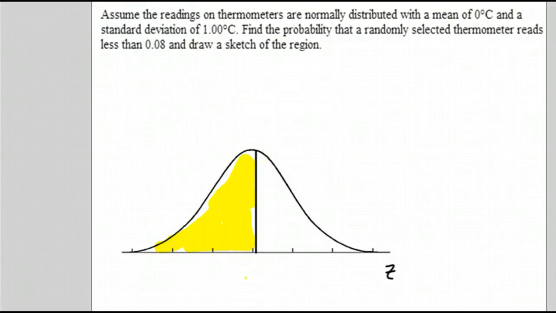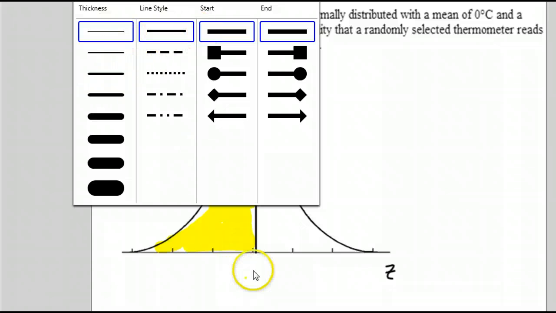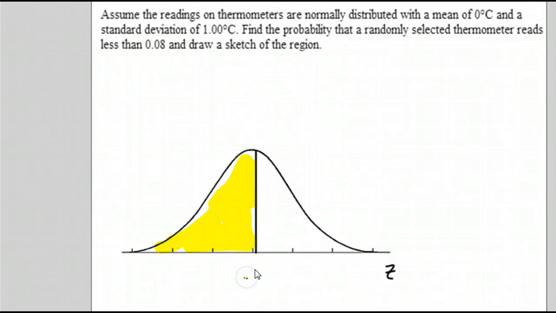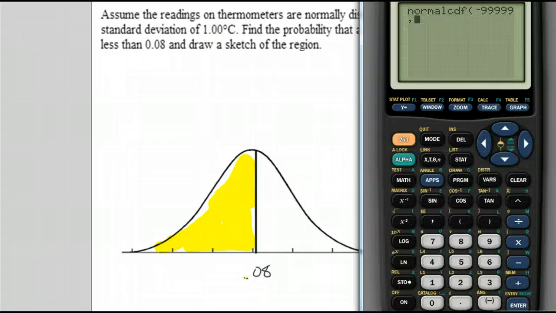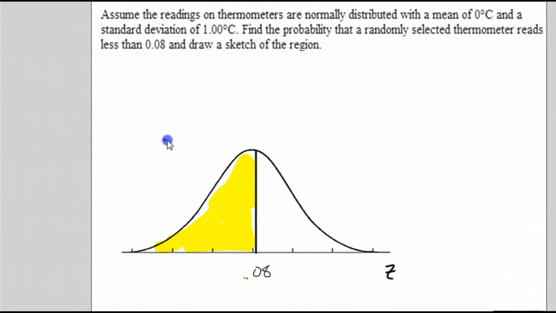So negative 999 comma 0.08. Close, and we get just something slightly above 50%. So 0.5319 to 4 decimal places. Right, that's our area right there. And just pay attention to how many places they tell you to round. Usually it's 3 or 4 for these problems.